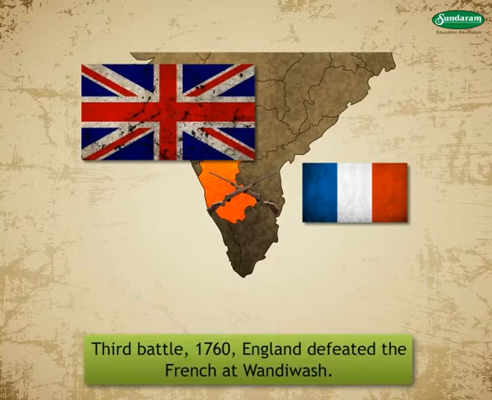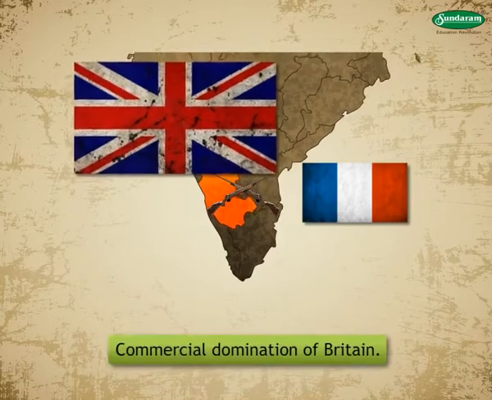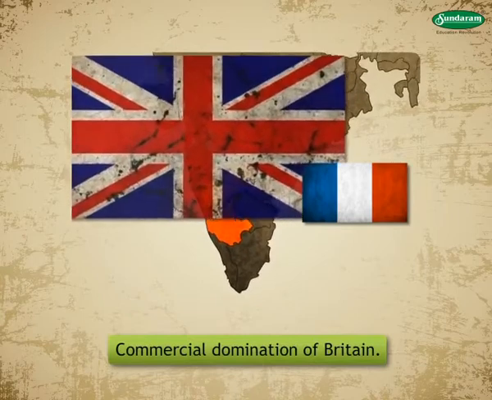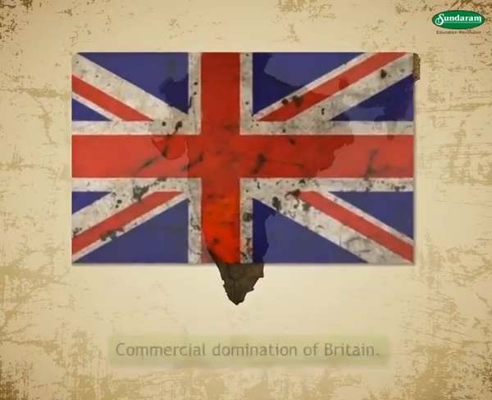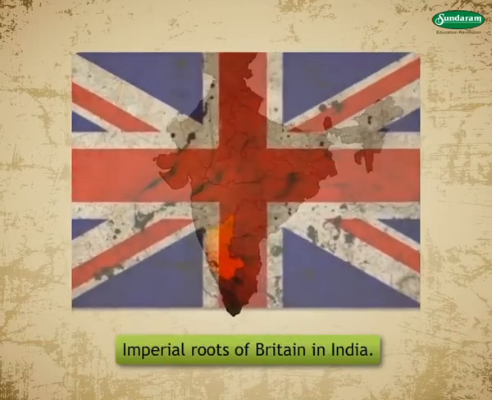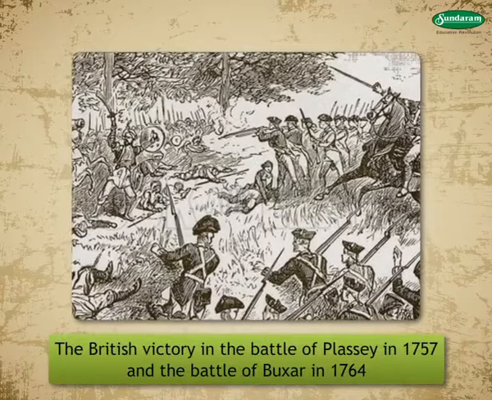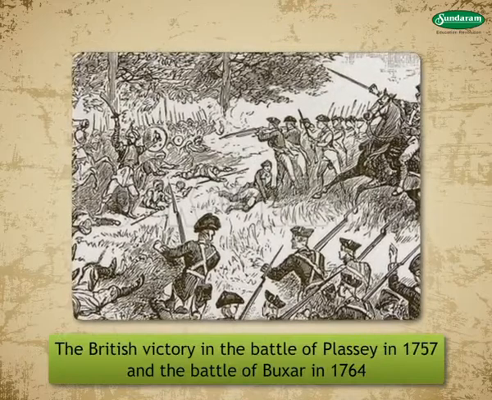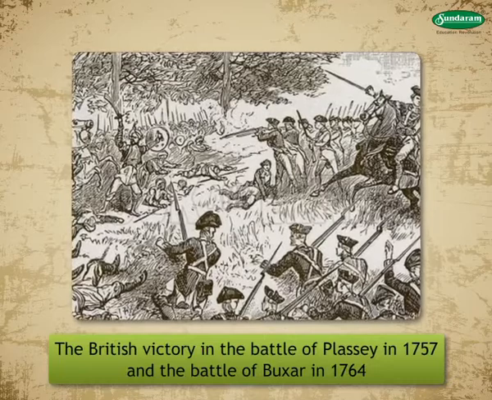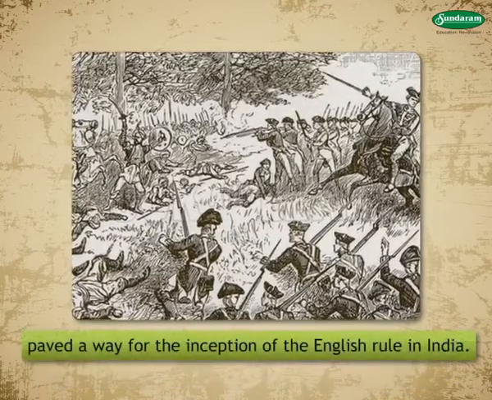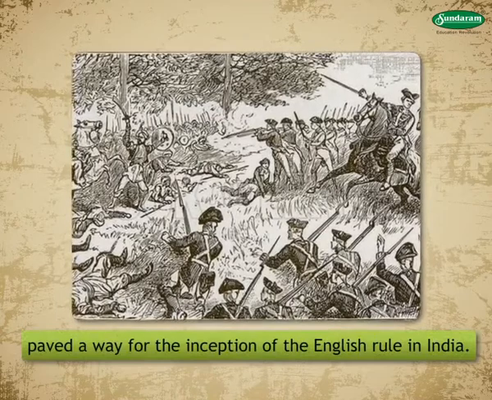In the third battle in the year 1760, England defeated the French army at Wandiwash in Karnataka. As a result, there came into being a commercial domination of Britain. Thus, after the defeat of the French, the imperial roots of Britain got deeper into the Indian soil. The rise of British rule in Bengal. The British victory in the Battle of Plassey in 1757 and the Battle of Buxar in 1764 paved a way for the inception of the English rule in India.